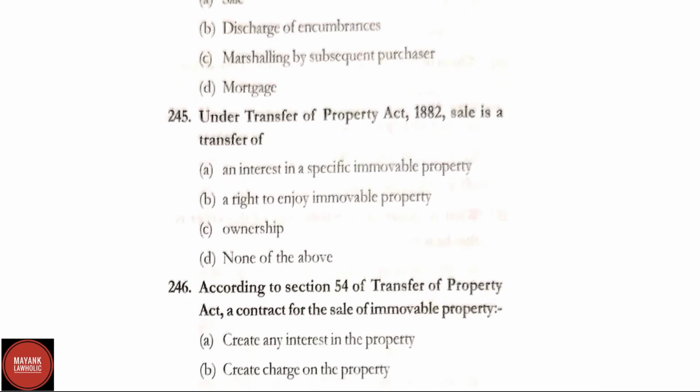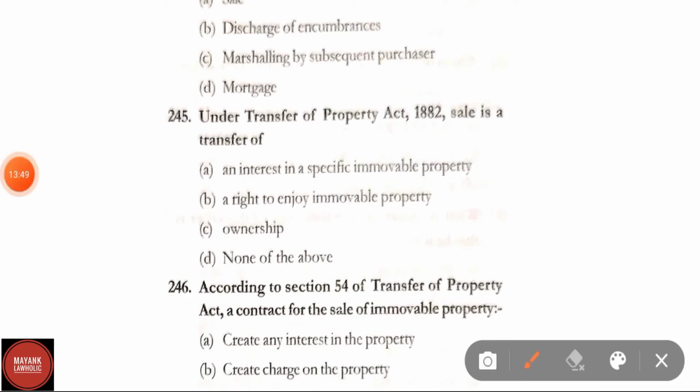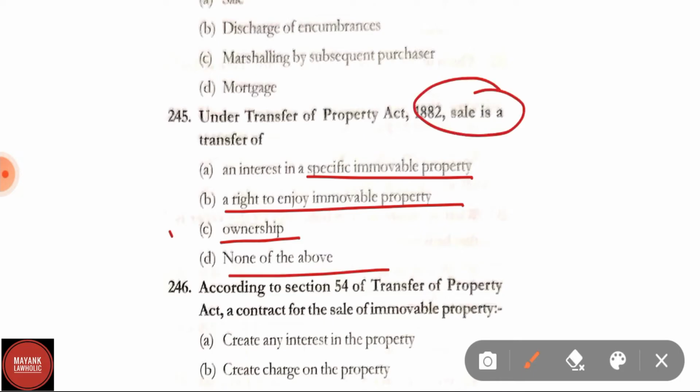Question number 245. Under TPA, sale is a transfer of an interest in a specific immovable property, a right to enjoy immovable property, ownership, none of the above. Here the correct answer is option C, that is ownership. Sale is a transfer of ownership.